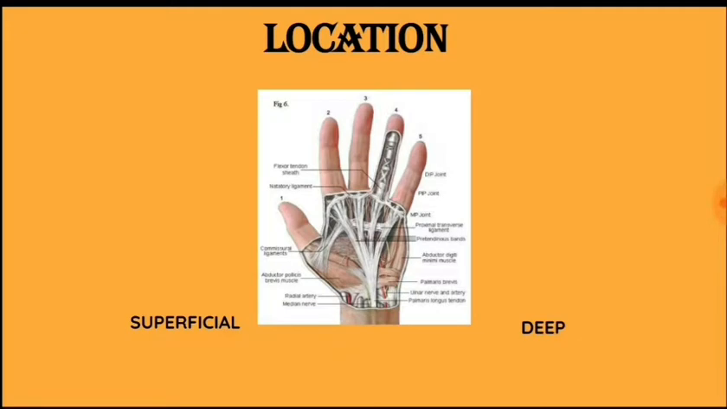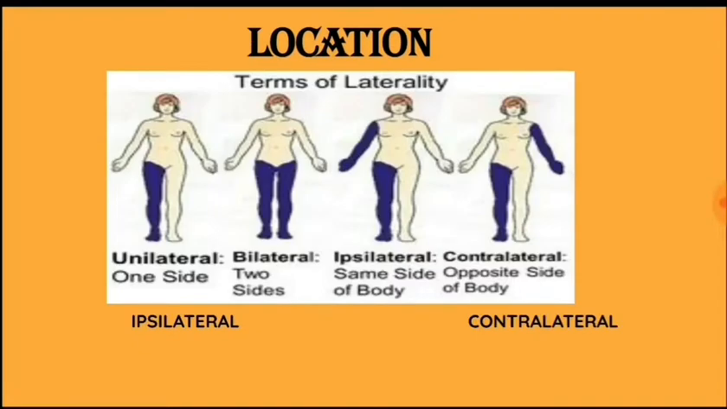Moving on, there are superficial and deep. I've shown the picture of a palm. So the upper layer or the skin, which you can see, is the superficial, and deep is the inner bones and muscles that you can see in the picture.